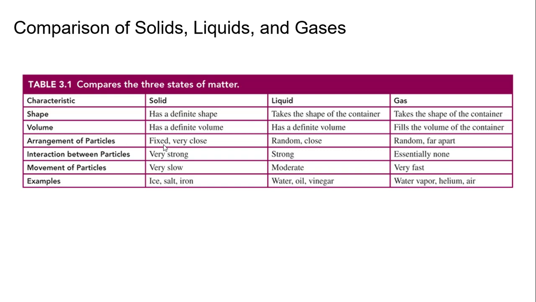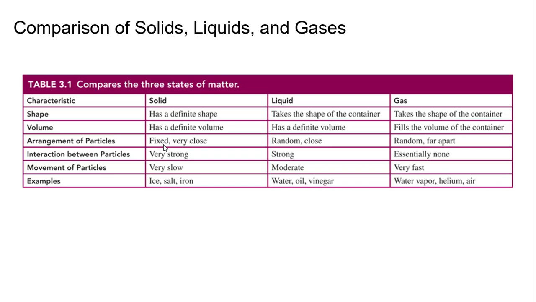A liquid takes the shape of the container. It has a definite volume, so there's a definite amount in there, but it will always take the shape of whatever container it's in. The arrangement of particles is random, but they're still very close. There's an interaction that is strong. It's still strong. The molecules may have more freedom, but they're still interacting with each other, and it's not easy to break them apart. The movement is moderate. They can move, but they don't move as fast as a gas and not as slow as a solid. And examples: water, oil, and vinegar.